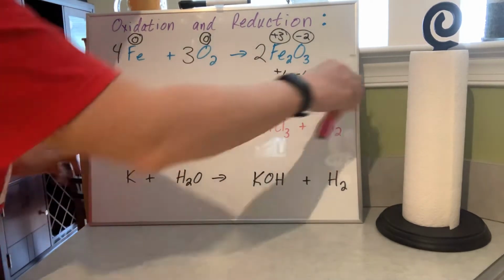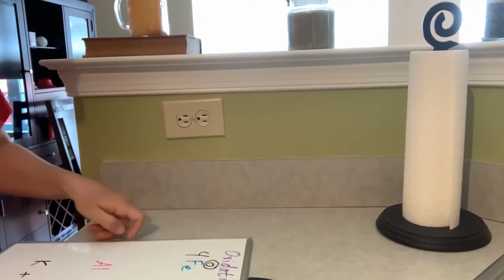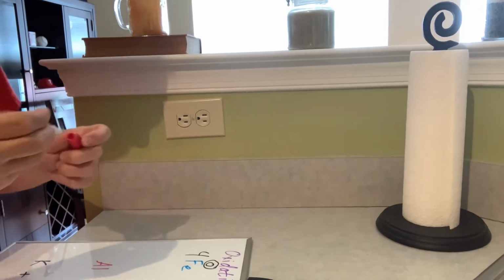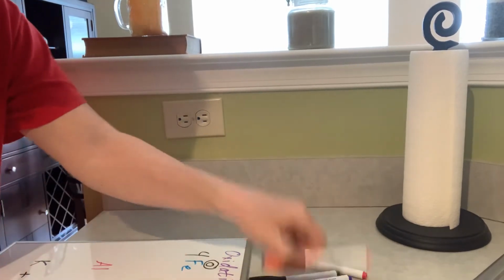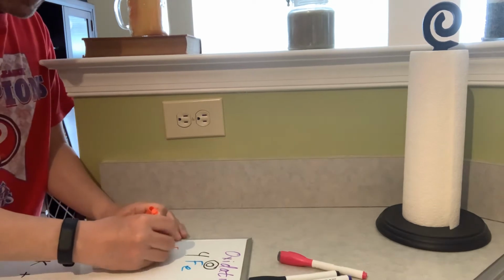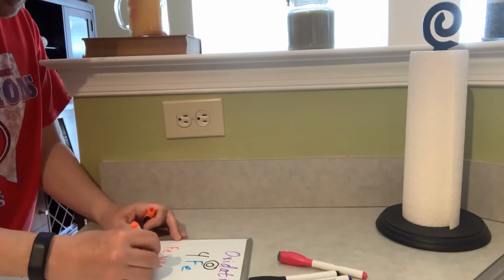So this is what I would write, okay? I would say that Fe, I'm going to use a different color because I used pink as the next thing. I'll use orange. Okay. Fe, which is iron, was oxidized.